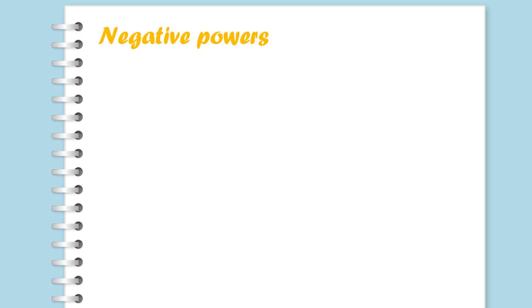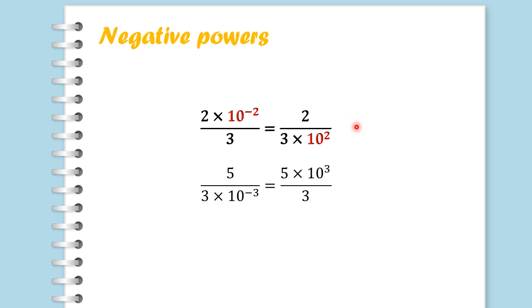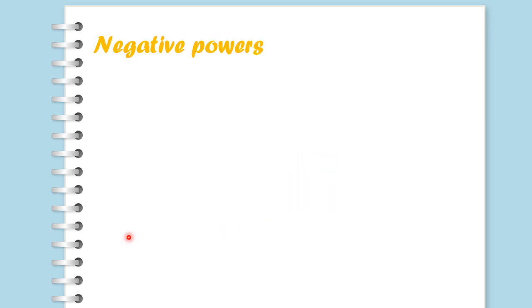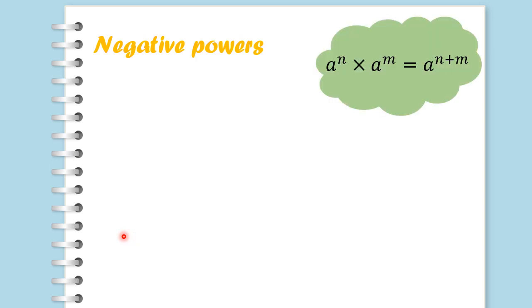So some examples of how we can see them. We have this example, 2 times 10 power minus 2 over 3. If we want to get rid of this 10 power minus 2, I move it downwards. It was 10 power minus 2 in the numerator. When I move it downwards, it becomes 10 power 2. Another example, I have 5 over 3 times 10 power minus 3. I want to get rid of this 10 power minus 3, so I move it upwards. It becomes 10 power 3. So the same rules for powers apply for negative powers.